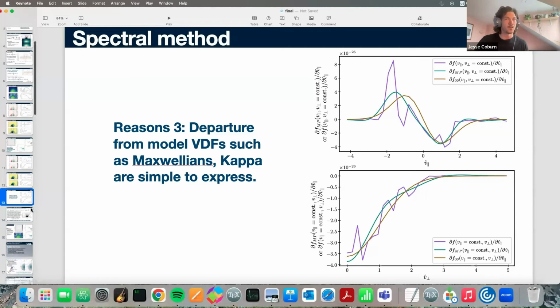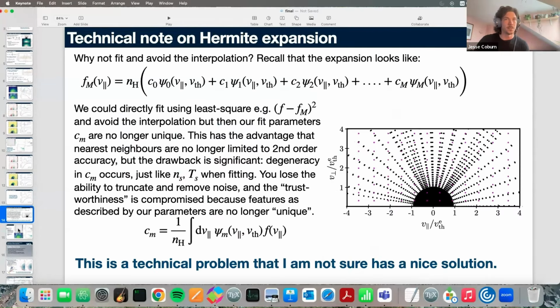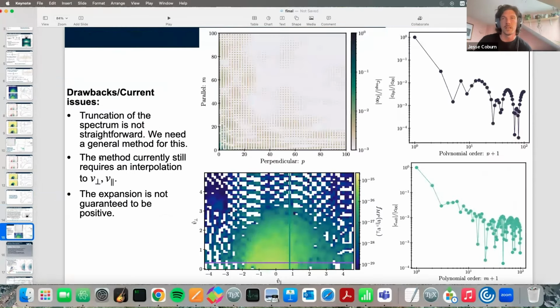I have a super long slide on interpolation that I'm going to skip because it's a new discussion point that I'm bringing up in this talk. I'm going to skip those extra slides if you want to see them.